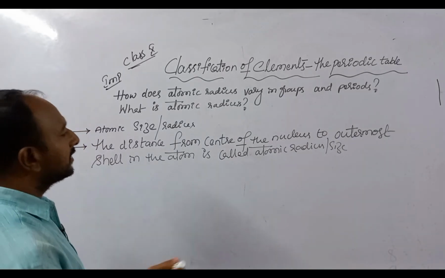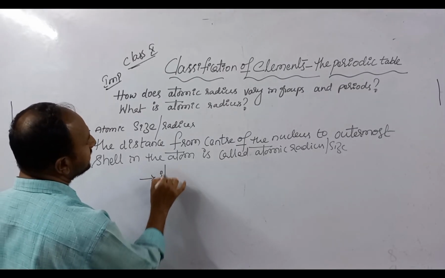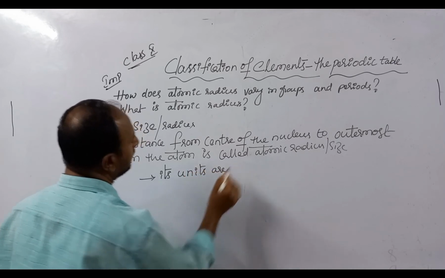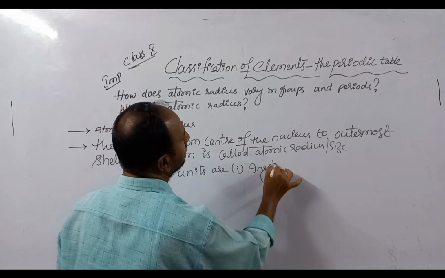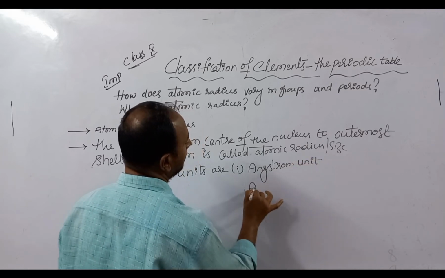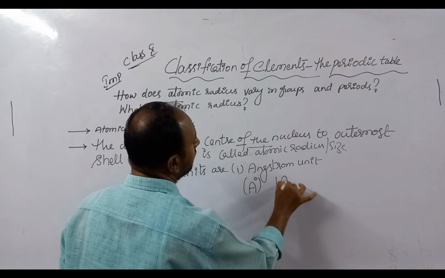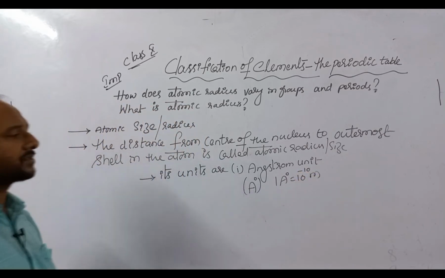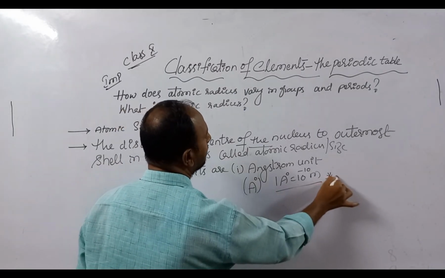Now, what are the units to measure atomic size or atomic radius? Its units are, one is the angstrom unit. Angstrom unit is denoted by A with a power 0. So 1 angstrom unit equals 10 power minus 10 meters. It is important for bits.